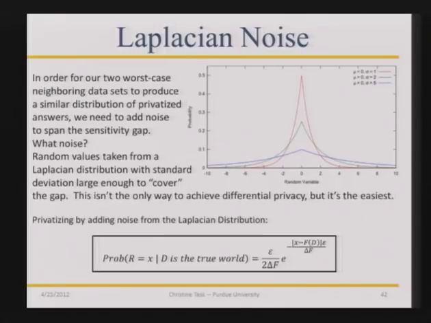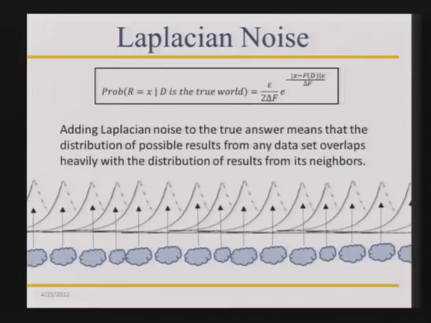Now, how exactly does this noise work? It works like this. Remember the possible worlds, okay? So here we have the rainstorm at the bottom, all these possible worlds that could be the case. These are all the possible data sets we could be looking at. One has John, one doesn't have Mary, and so on. And we see what happens when we add that Laplacian noise: the distribution of noisy results for each answer heavily overlaps the distribution from its neighbors.